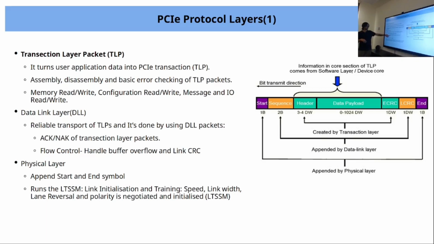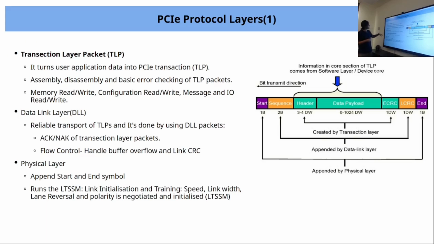It generates the flow control packets. And then the physical layer. The physical layer only appends the start and end to the packet, but it does the most important thing. It runs the LTSSM state machine, which decides how many lanes are connected, which we talked about, whether this is a x1, x2, x4 device, how much speed it supports, what the link width is. All these things are taken care of by the physical layer.